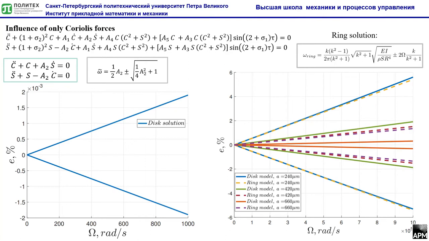The slide shows the dependence of the deviation of the frequency of the rotating disk from the frequency of the stationary resonator on the value of the angular velocity of the resonator. We could also compare with the formula obtained for the ring resonator. We see that when the thickness of the disk decreases, the results agree quite well for a wide range of angular velocity.